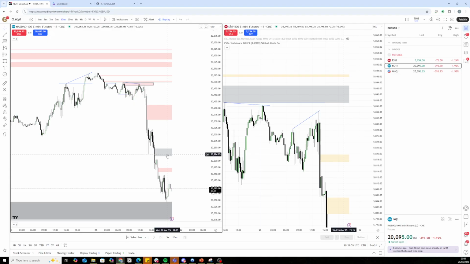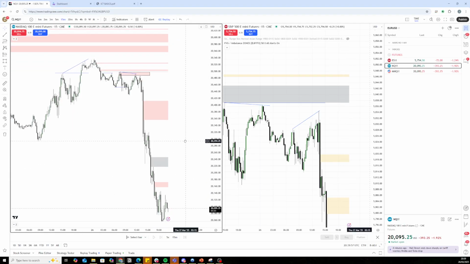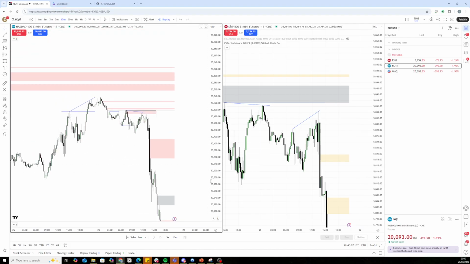All right. So that is what in ICT we would call an A+ setup. We've just used all of those concepts to put that trade together. And then obviously we got the massive move today. And I took this trade today, right?